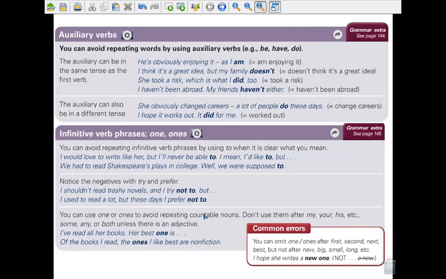Well, continuing here with "one" or "ones," okay? It depends if it's singular or plural. You can use "one" or "ones" to avoid repeating countable nouns. Don't use them after "my," "your," "his," etc., and "some," "any," or "both," unless there is an adjective. We are going to see that, okay? I've read all her books. Her best one is one of her books I read. Of the books I read, the ones I like best are nonfiction. So "the ones" like "the books," okay?